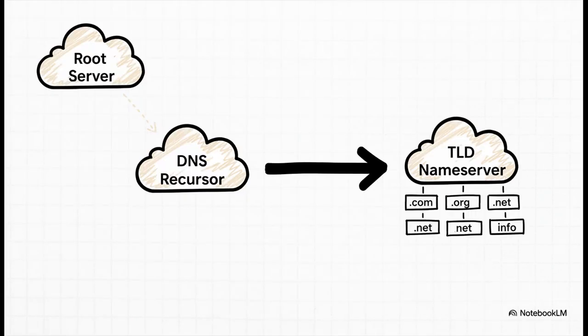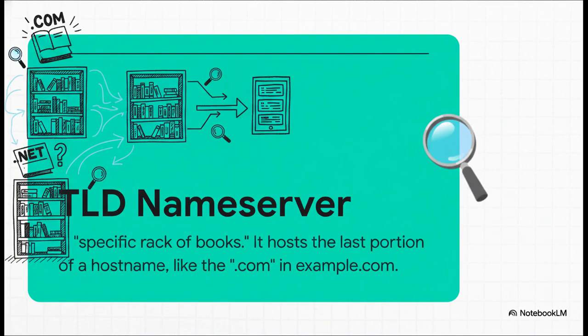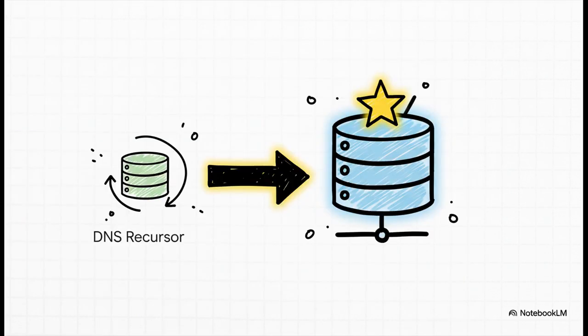So, following those directions, our recursor now zips over to its next stop, the TLD, which stands for Top-Level Domain Name Server. So this server is in charge of a specific aisle in our library, the .com aisle, the .org aisle. You get the picture. We're getting warmer. The TLD server doesn't have the final answer either, but it knows which specific bookshelf holds the record for example.com.